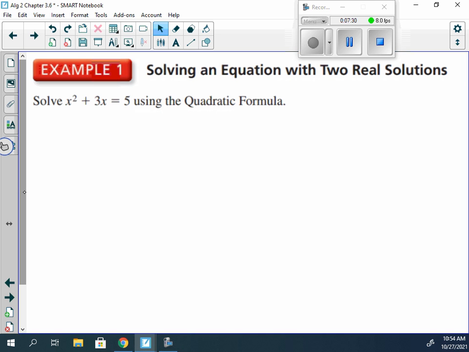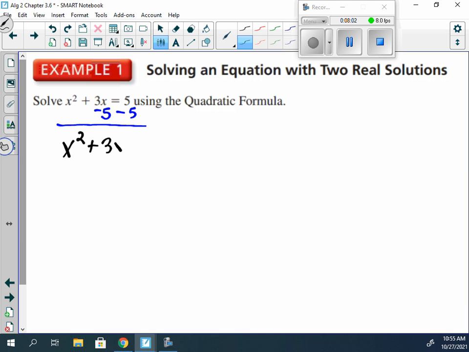So let's see how this works. We look at the equation here, because we want to solve x squared plus 3x equals 5 using the quadratic formula. Well, whenever we solve this, what does the quadratic equation need to equal? 0. It needs to equal 0. So to get this to equal 0, we can subtract 5 from both sides, which tells me that we have x squared plus 3x minus 5 is equal to 0.